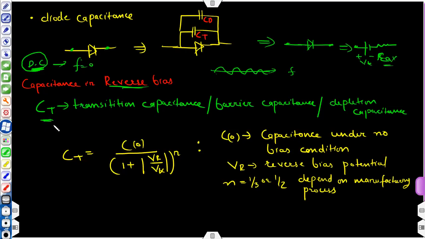Capacitance CT is defined as transition capacitance or barrier capacitance or depletion capacitance. This T subscript is for the word transition. So mainly this is the main word, and the others are alias words, barrier capacitance or depletion capacitance. So CT is the capacitance in reverse bias.